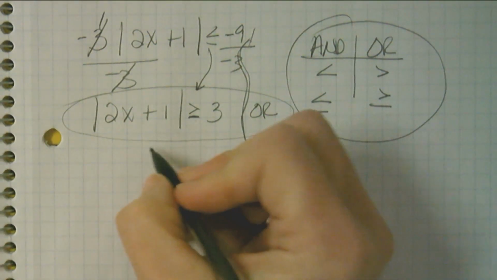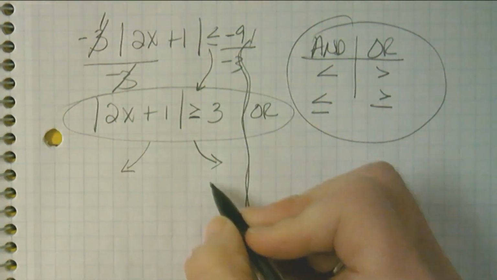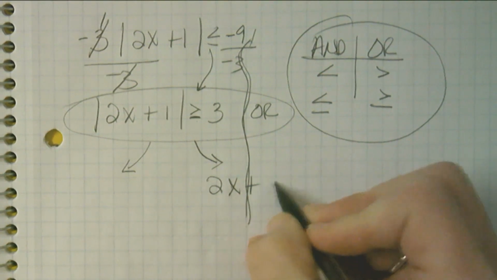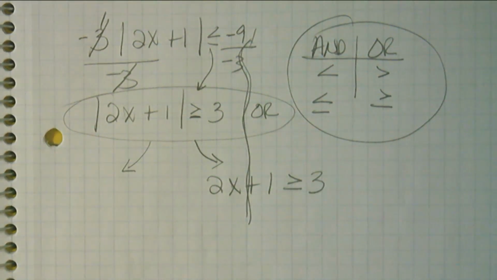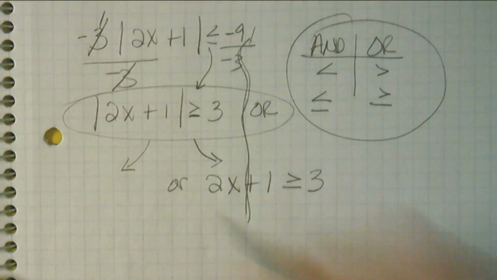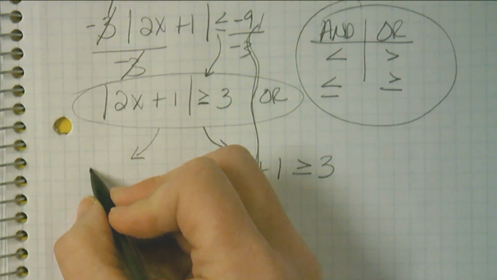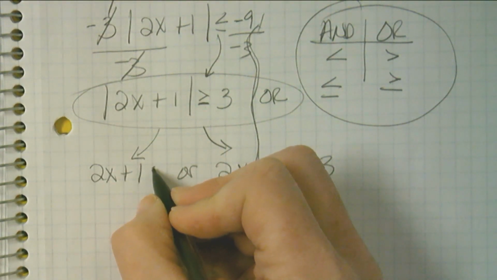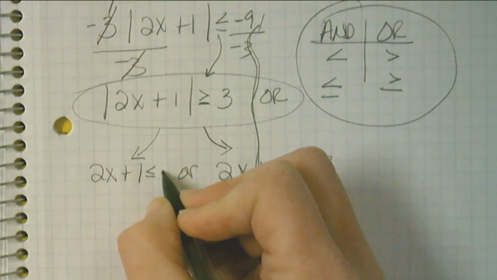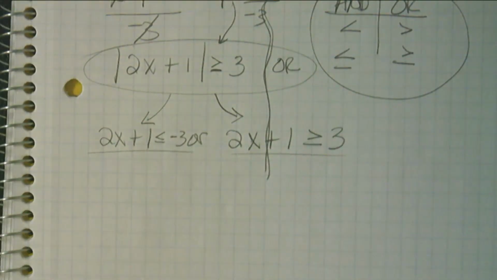This is an or. So I need to split this separately. One of them is going to be exactly as what you see: 2x plus 1 is greater than 3. Somebody do the other one for me. Ashton? Excellent. Less than or equal to -3. And then you guys solve that.